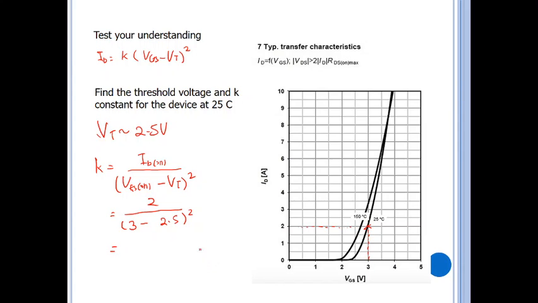So you will get the K equal to 2 divided by, so we have this, 8. So the unit for K is A over V squared. So this is how, if you're given a transfer characteristic and you need to find the threshold voltage and the K value, the K constant.